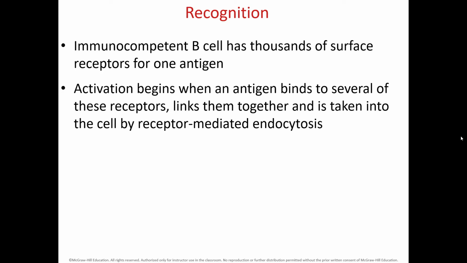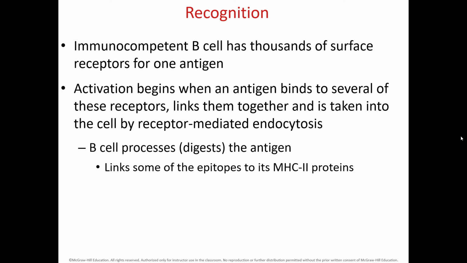This is one of the reasons why very small substances may not be enough to elicit an immune response, because they're not going to be able to link enough receptors. Once we link these receptors together, the B cell is then going to take them in by receptor-mediated endocytosis, which was mentioned in Chapter 3. The B cell digests the antigens once they've been taken inside, and then puts some of those antigens on its own MHC2 proteins so the B cell can act as an antigen-presenting cell.